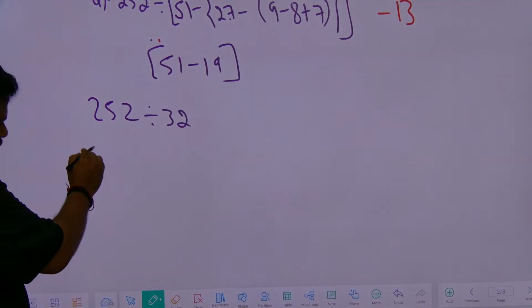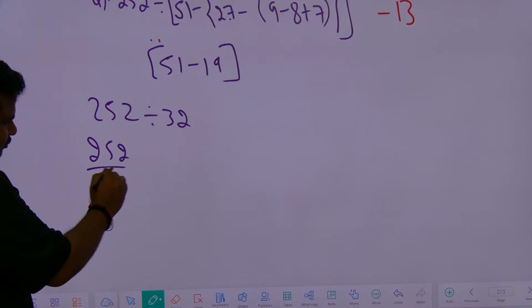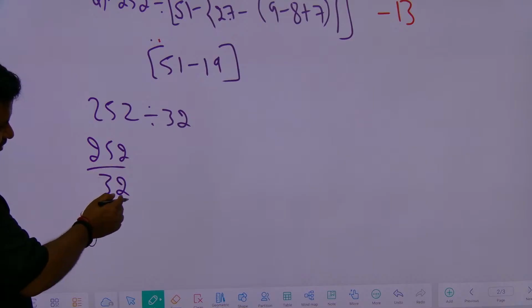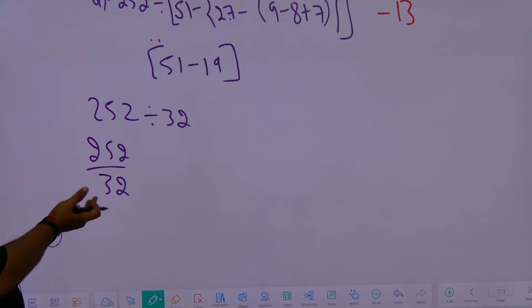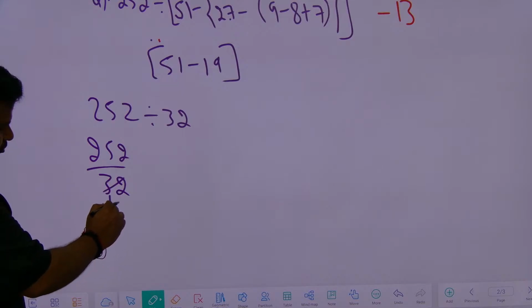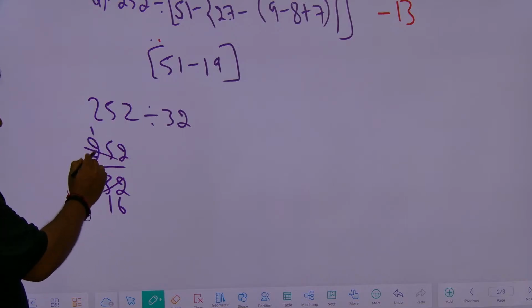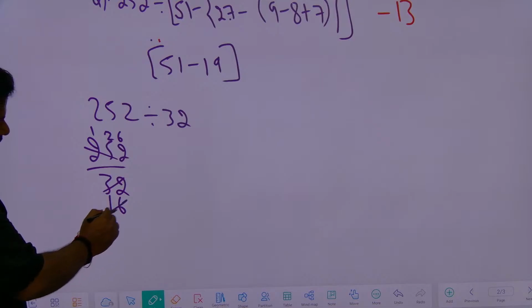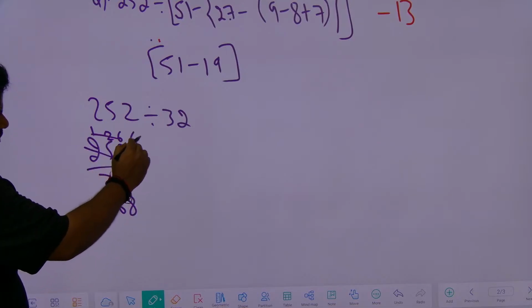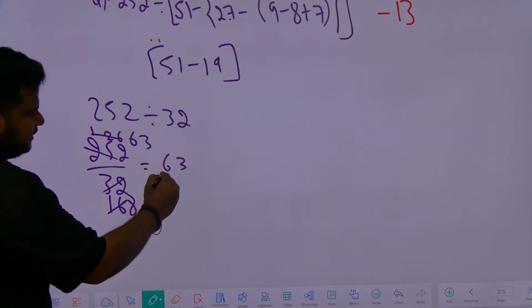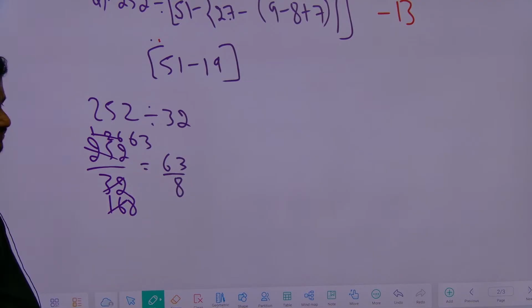How will you write this? 252 divided by 32. You will write it like this. Now what will you do? This is ending with 2, this is also ending with 2. This is an even number, and any even number is divisible by 2. So you can take 2. 2 2s are 4. 2 6s are 12. 2 3s are 6... further I cannot divide. So I will get 63 by 8. This is the final answer.